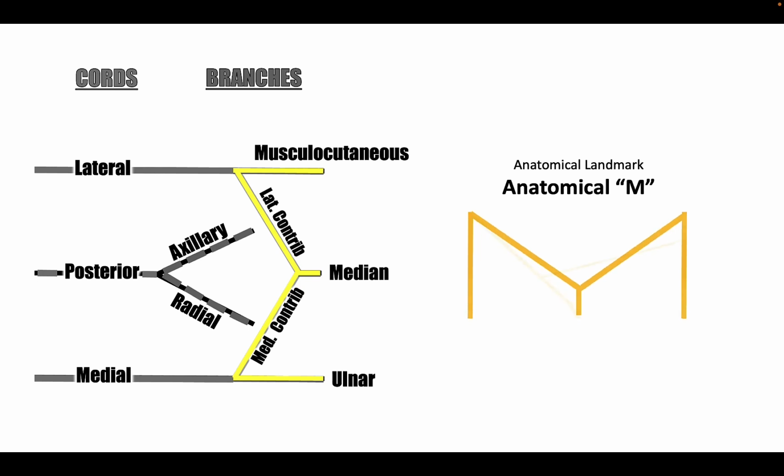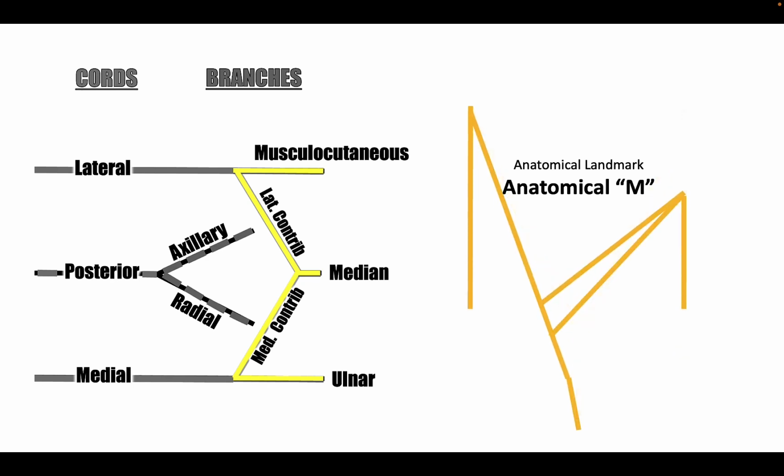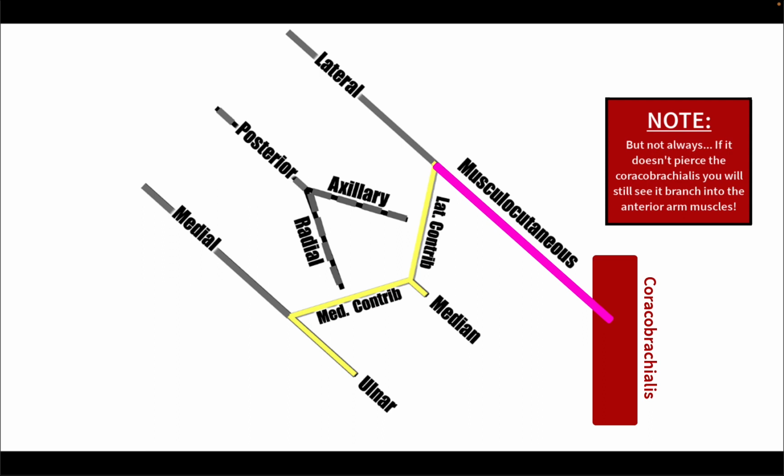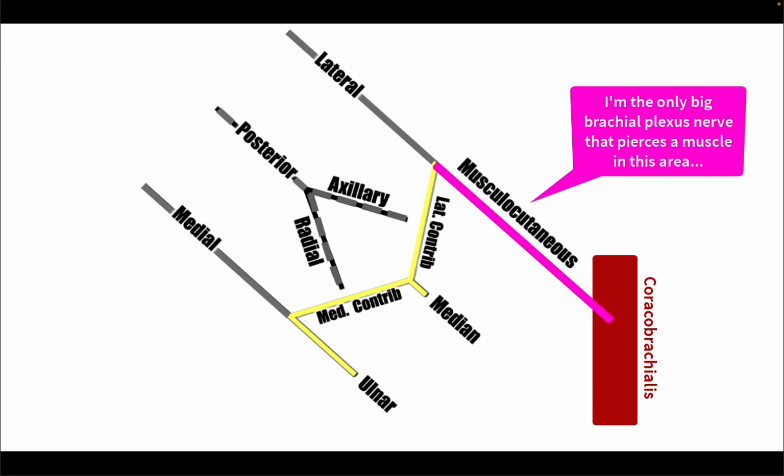You need a second landmark, a backup landmark that you always use when identifying this one. And that, for me, is the musculocutaneous nerve. Because, and I know we haven't talked about this yet, it is the most consistent looking nerve in lab because no matter what, it always branches into the anterior arm muscles. 90% of the time, which is a made-up statistic, most of the time, the musculocutaneous nerve pierces a muscle called the coracobrachialis, which is high up on the arm. So I look for a big nerve heading straight into a muscle in the anterior arm compartment. That tells me that's musculocutaneous nerve.